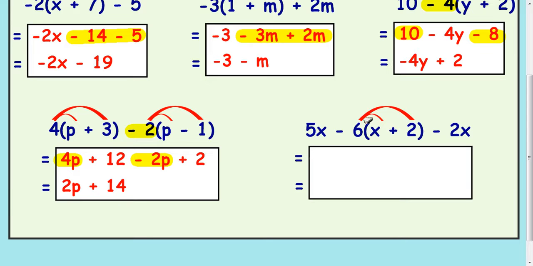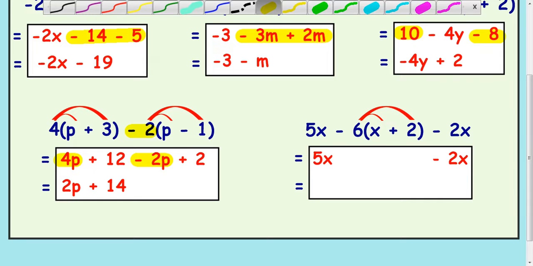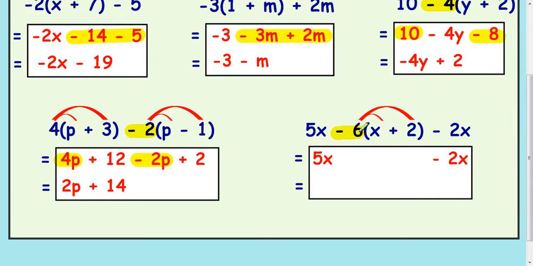Okay, in the final one here, we are multiplying the bracket by the negative 6. We'll leave the 5x at the front, and we'll leave the negative 2x, or the take away 2x, at the back. And we'll just concentrate on the bracket here. So we've got negative 6 multiplied by x, which is negative 6x. We've got negative 6 times plus 2, which is negative 12.